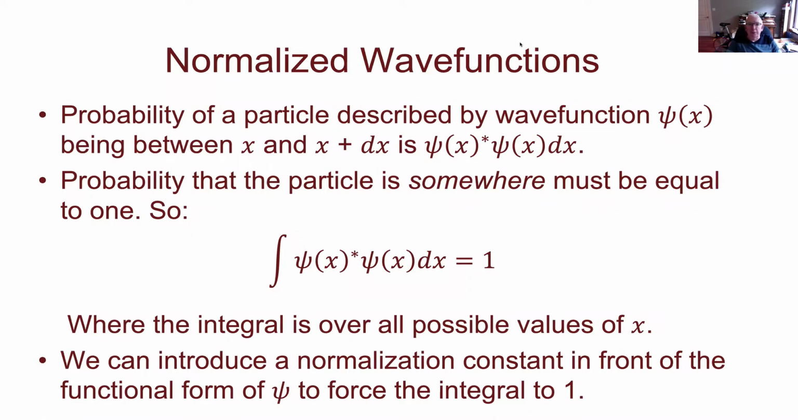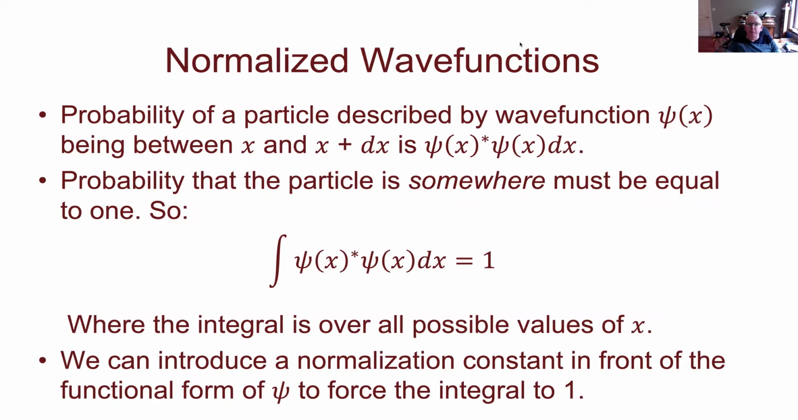We also talked about the fact that we can use the square of the wave function to tell us something about the probability of finding the particle. So the square of the wave function gives us the probability density function. In order for that to work properly, we need to make a little bit of an adjustment to our wave function, and this is what's called normalizing the wave function.